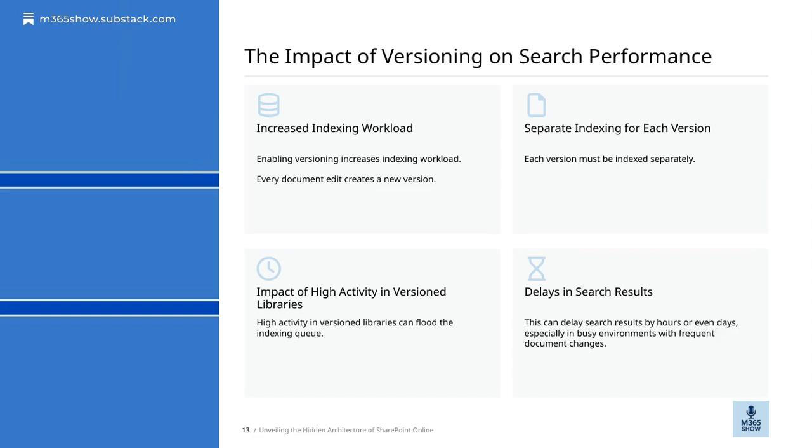So, enabling versioning, while useful for tracking document history and collaboration, does come with the trade-off of increased indexing effort. This can slow down how quickly new or updated content appears in search results, especially in busy environments with frequent document edits. Understanding this hidden architecture helps us optimize our document management strategies and keep search performance in check.